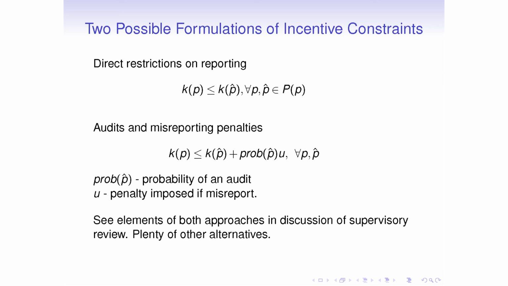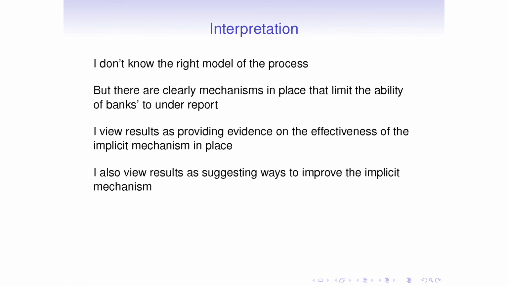So that's one possibility. Audits, this is one I've always been interested in, and you could think of a model where, depending on the report that the bank makes, you go in and take a deeper look at the model and see if the estimates make sense. So you get an incentive constraint that would include some probability of an audit plus a penalty if you're found to violate it. I see elements of both approaches. Now, it's kind of a black box. I don't know exactly how important these different elements are in practice. But there are clearly some mechanisms in place against the banks underreporting.